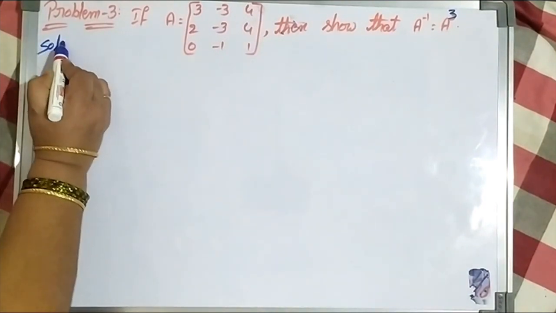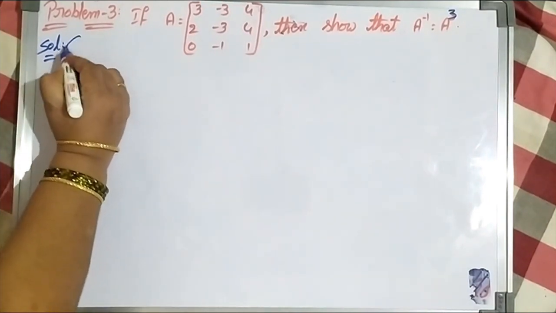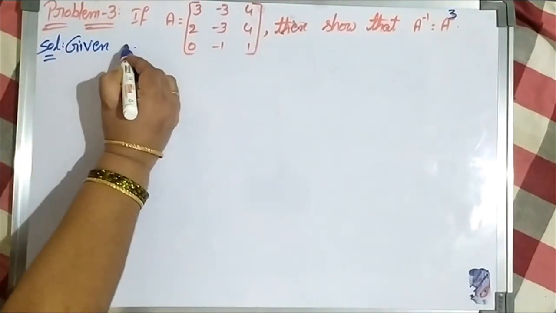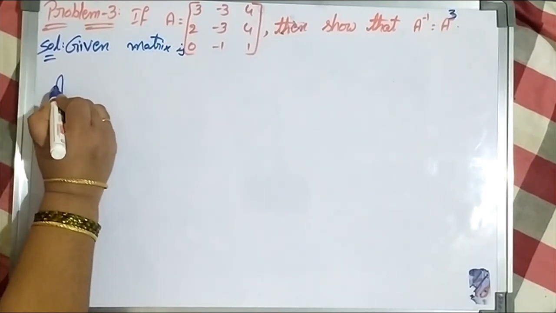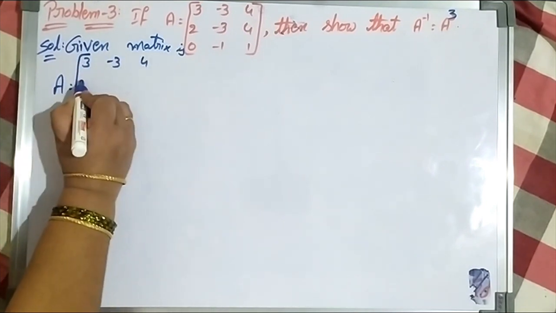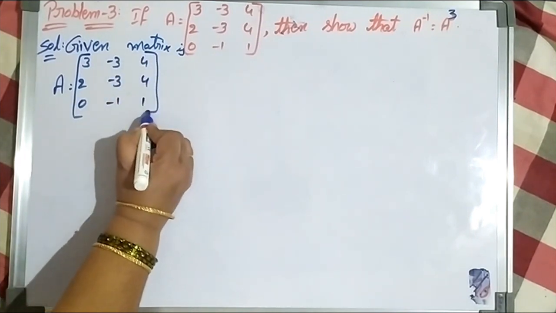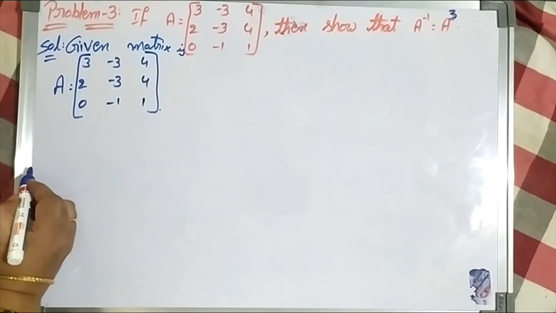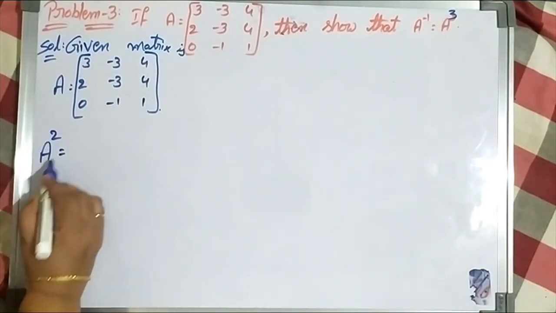Solution. In this problem, we can calculate A inverse and also A cube values. Then we show these two values are equal to each other. First, we calculate A cube. For that, the given matrix is A equal to [3, -3, 4; 2, -3, 4; 0, -1, 1]. This is matrix A. First we calculate A cube. We can calculate A square first. A square is nothing but A into A.